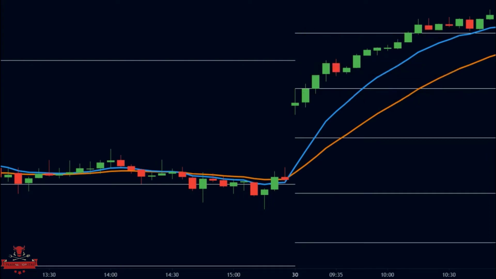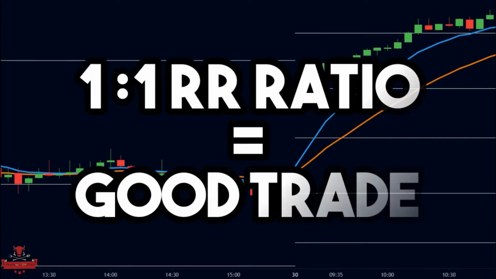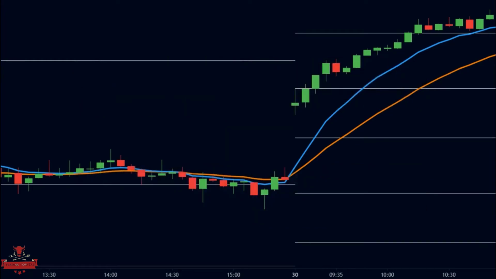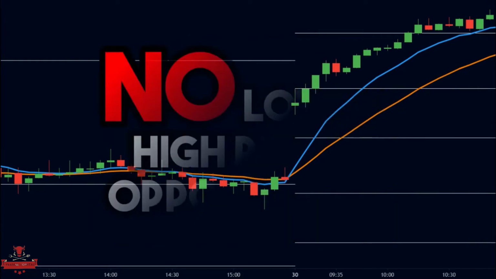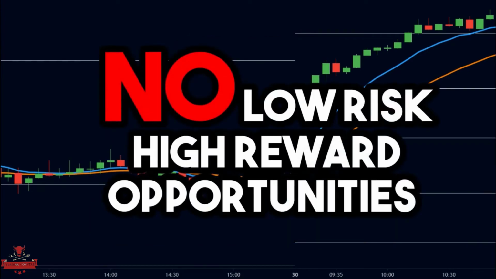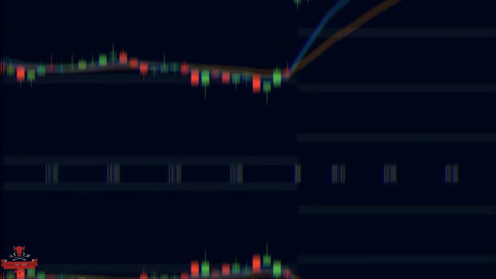In scalping we cannot expect a very good risk-reward ratio. If a trade gives us a risk-reward ratio of 1:1, then it is a good trade. Anything above 1:1 would be a great trade. But you cannot expect low risk, high reward opportunities in scalping.